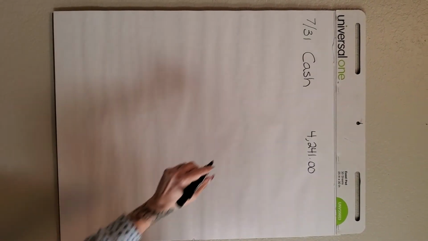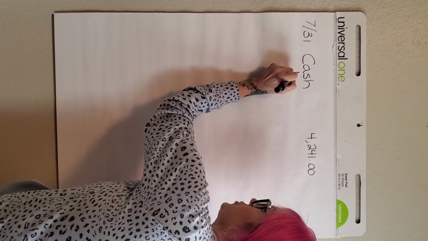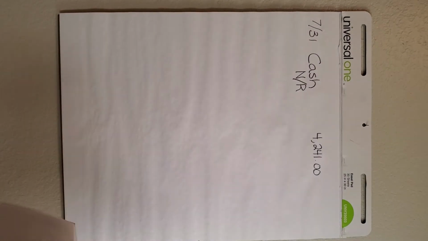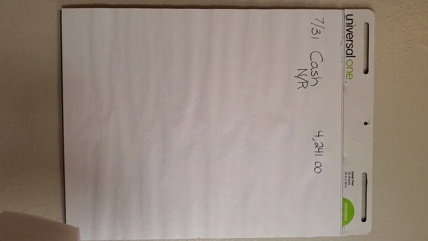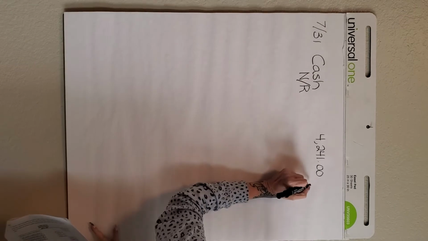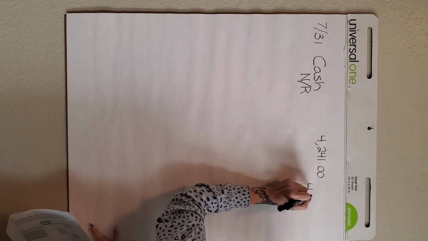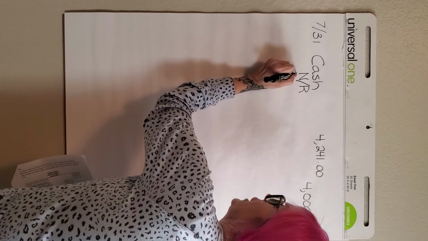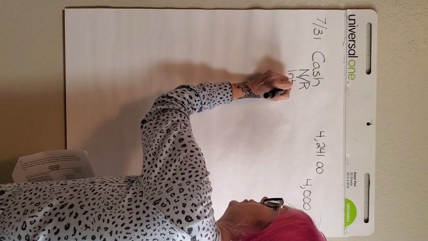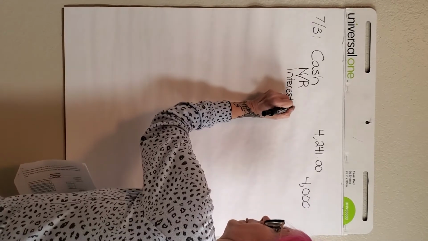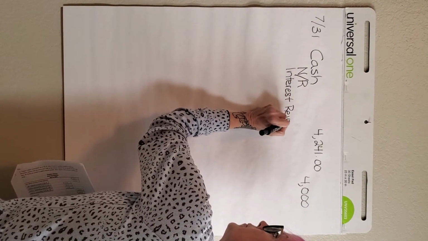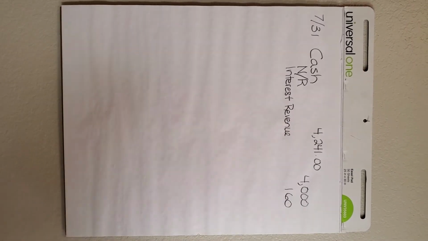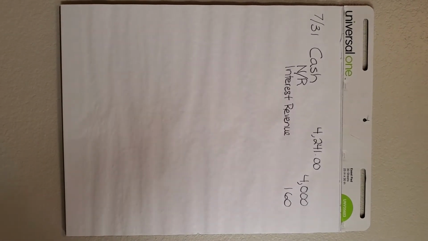The first item we're going to credit is the notes receivable. It's important to remember that for notes receivable, we just want to record the principal amount, not the interest that was recorded. So we'll credit that notes receivable for $4,000. We're going to credit interest revenue for the $160. Never give myself enough room here. So that's the first two credits.